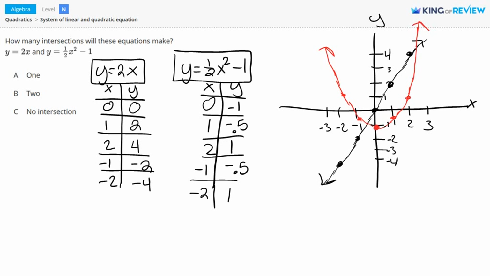So how many times do these two graphs intersect? Well, we have a point of intersection here and another one here. So that's 2 times. Letter B is correct.